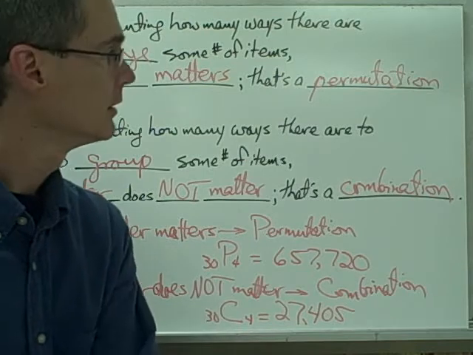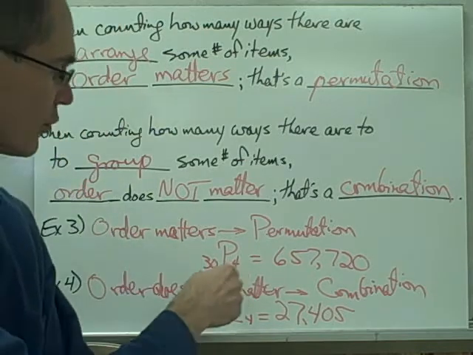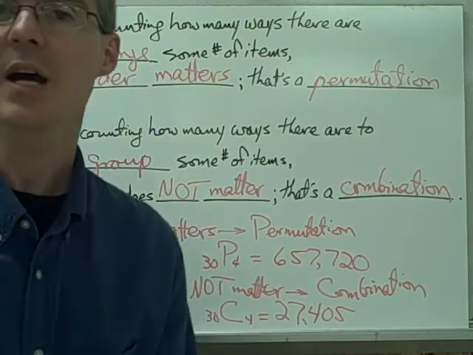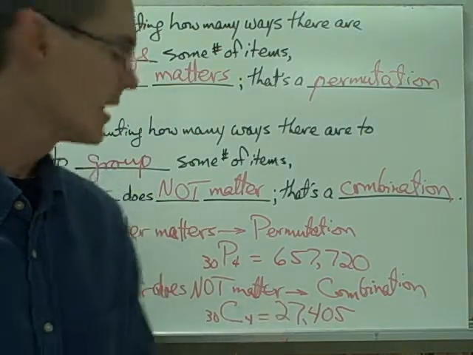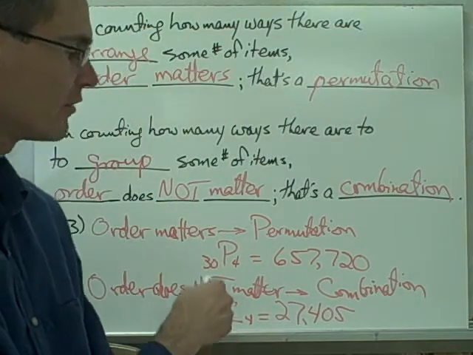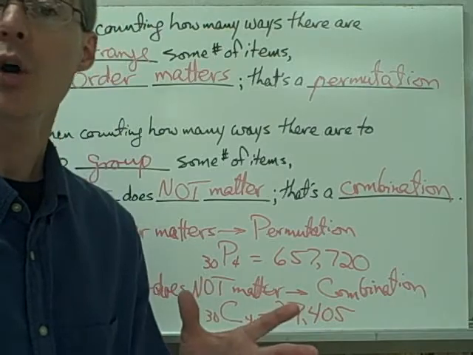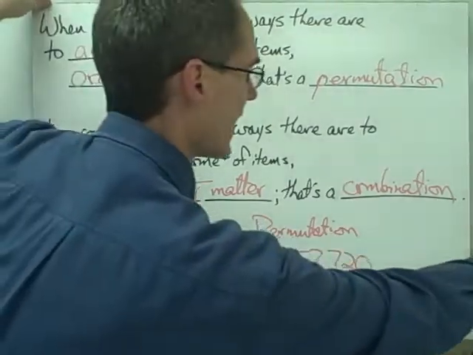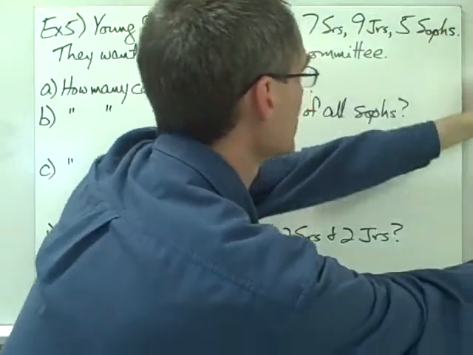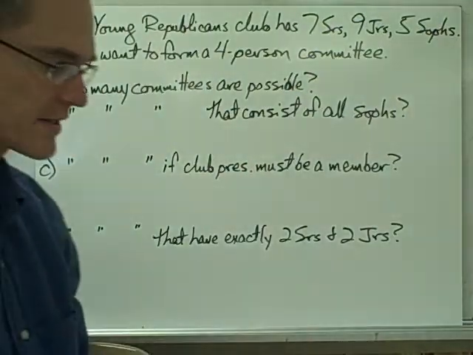Now, these are some fairly straightforward calculations of permutations and combinations. Next, we're going to take a look at how we handle problems that involve combinations with what we're going to call restrictions. So let's take a look at this next example. Example number 5.